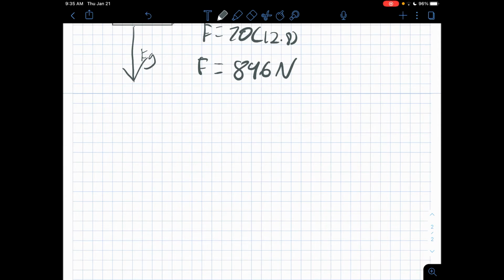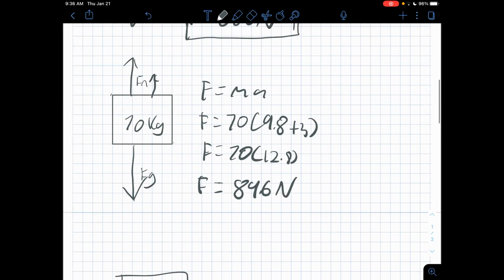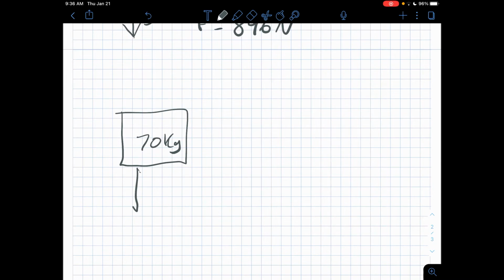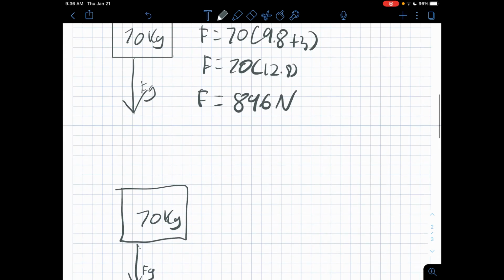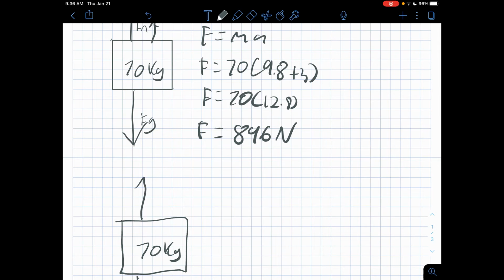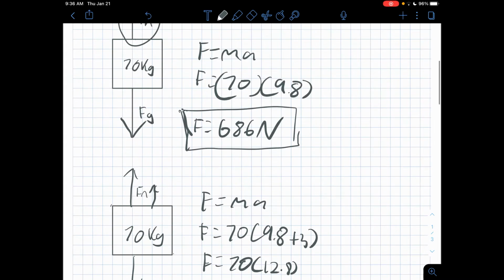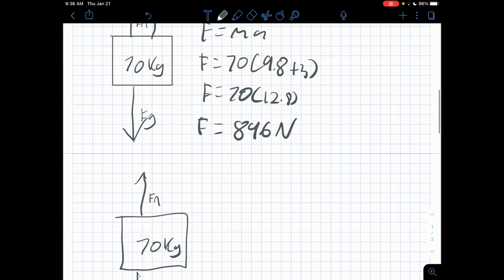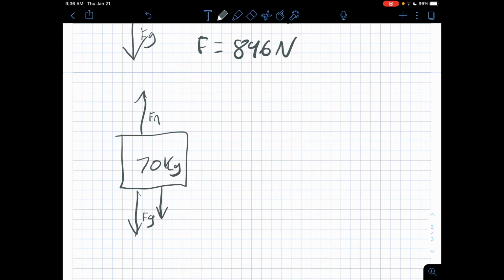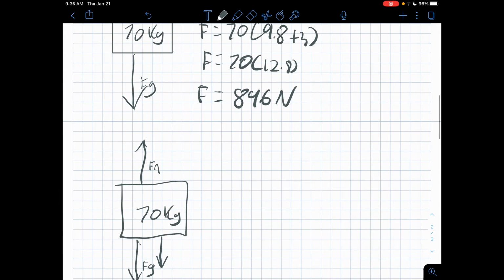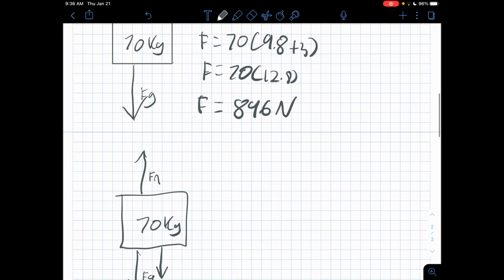For E, it's a really similar idea, except that you just get another one moving downwards. It's a big box. You get 70. It's the same idea. You have the force of gravity, G. You have the normal force, but you also have the other force of the elevator going downwards at 4 meters per second squared. That's another one right there. And the idea is essentially the same thing.